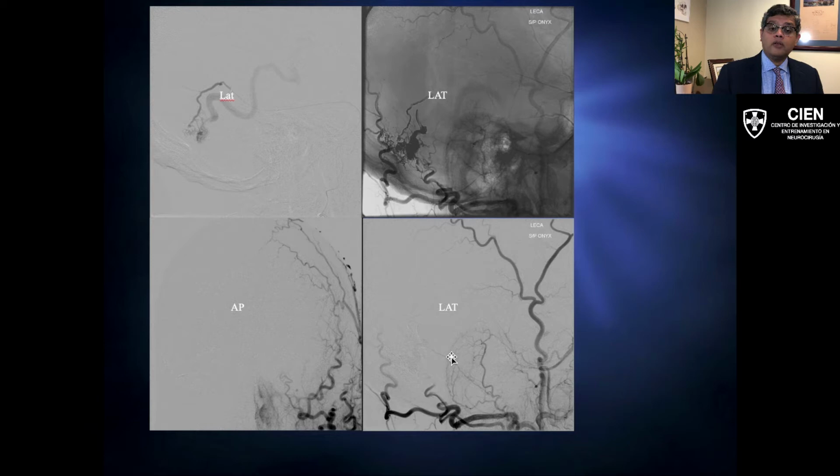If you look at it, you can see how it gets into the fistula and then goes into the draining vein here. And once that happens, all the other feeders going into it basically just thrombose off. And this is the final result. There's no fistula here anymore.